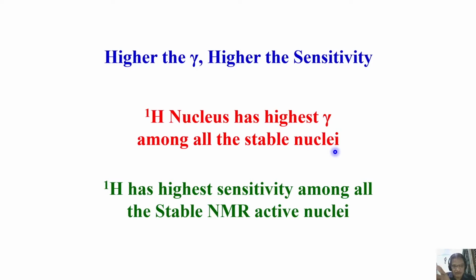And of course, we all know, among all the stable nuclei, as I mentioned several times earlier, the proton is the one which has the highest gamma. As a consequence, detection of the proton signal is more sensitive compared to any other NMR active nuclei. I repeat, the sensitivity of detection of the proton signal is much more compared to any other NMR active nuclei because of its highest gamma.